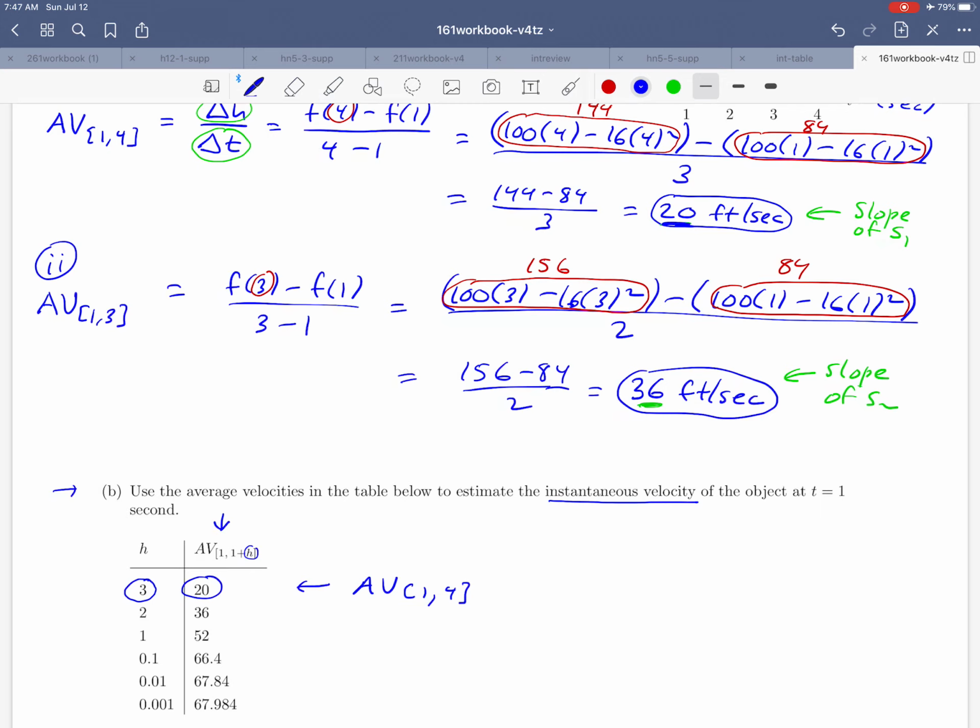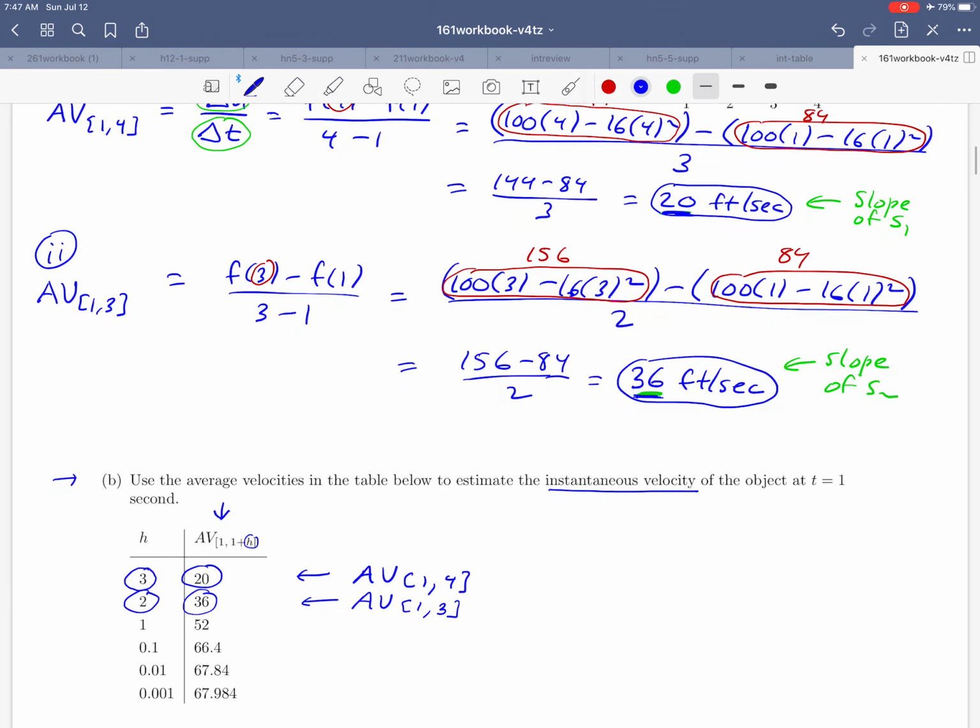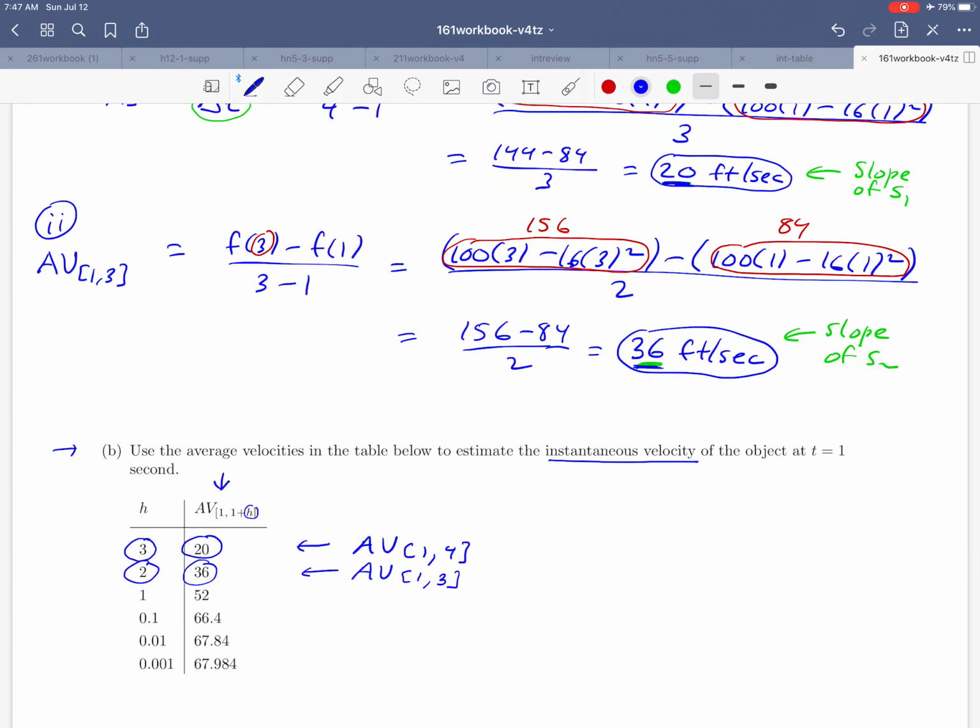The same is true with h equals 2. If you substitute h equals 2 in here, you're talking about the average velocity between 1 and 1 plus 2, which would be 3. That 36 is the same number that we got up here. The rest of the table is numbers that somebody else calculated for us. They're just choosing a bunch of other h values and finding the average velocity, doing the same type of calculation as what we did in part A.